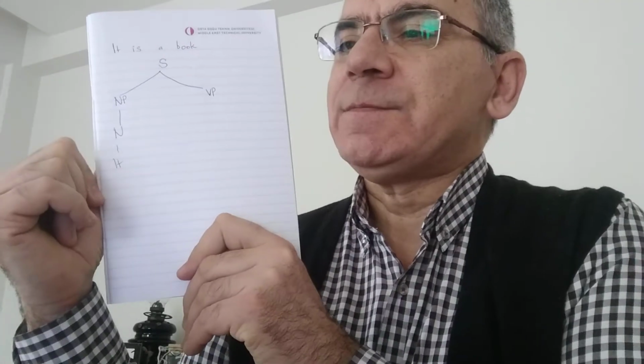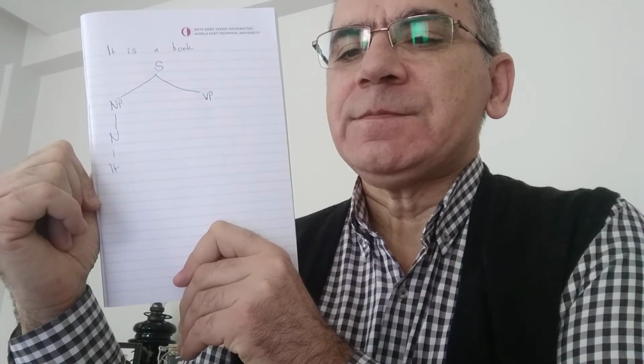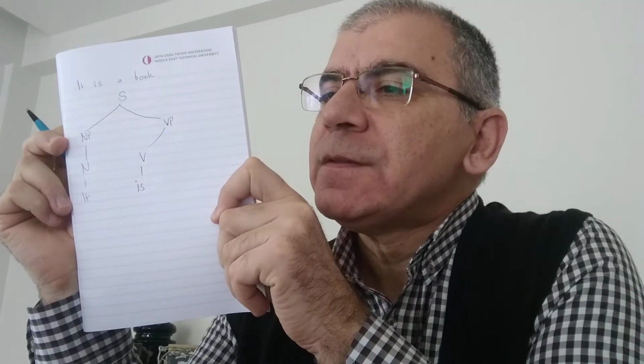What is there in the noun phrase? Only one pronoun. Noun, it's it. Right. In the verb phrase part, what is the verb? Well done. The verb is. Let me write it. Is. And we have a book here.